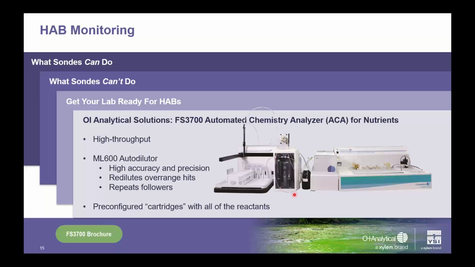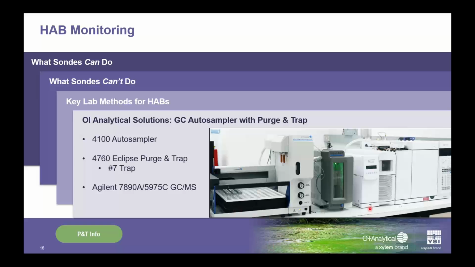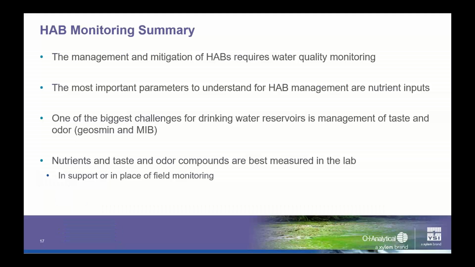And it also comes with what we call cartridges that go in here. They are pre-configured to make it very easy for you to do these measurements. So you don't have to make up all the reagents that are required to do these assays. This really does automate the process. The other system we'll talk about today is where we have added our 4100 auto sampler and our 4760 purge and trap to an Agilent GCMS system for measuring geosmin and MIB.